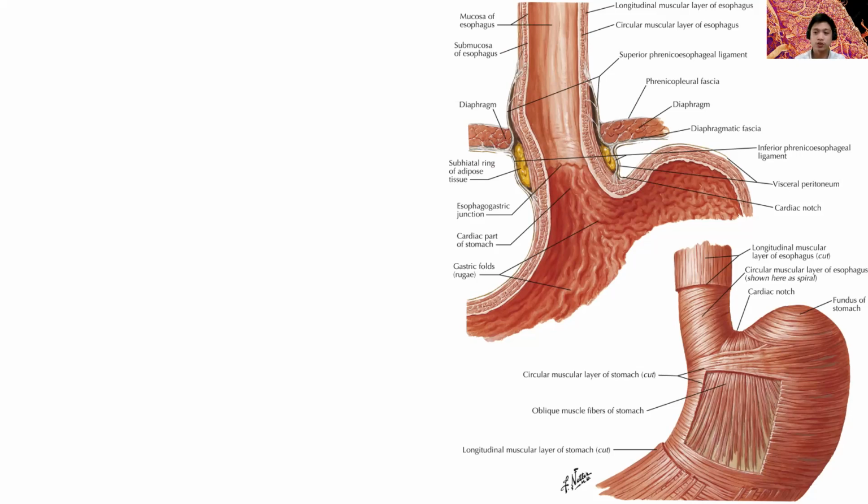So first, the esophagus. Again, the esophagus is a conduit. It connects your mouth and your stomach. So it's a muscular wall. And again, the layers of the wall you will observe here.